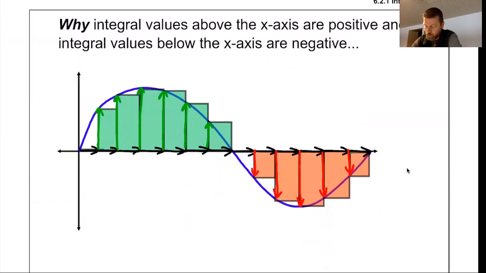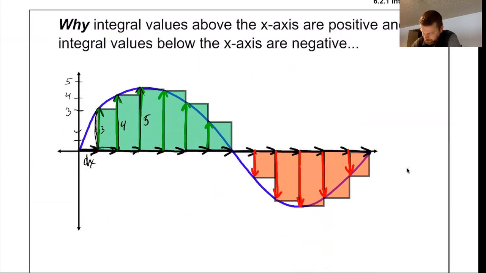Here's why. When I find f of x dx, right? These are my dx, it's a change in my dx. When I find these heights, when f of x is above the x-axis, those are positive values, right? This is like a value of, let's say, 3, and then 4, and then 5. Those are all positive values. If I did some base times 3, that's going to be 3. Some base times 4, that's going to be 4.